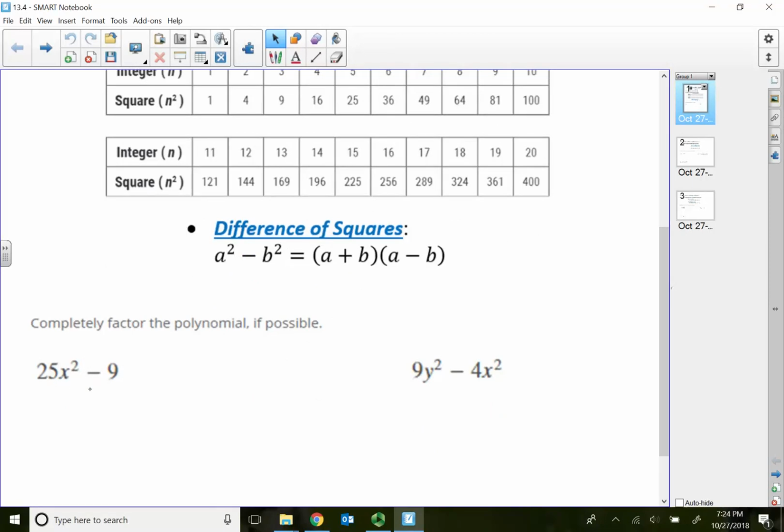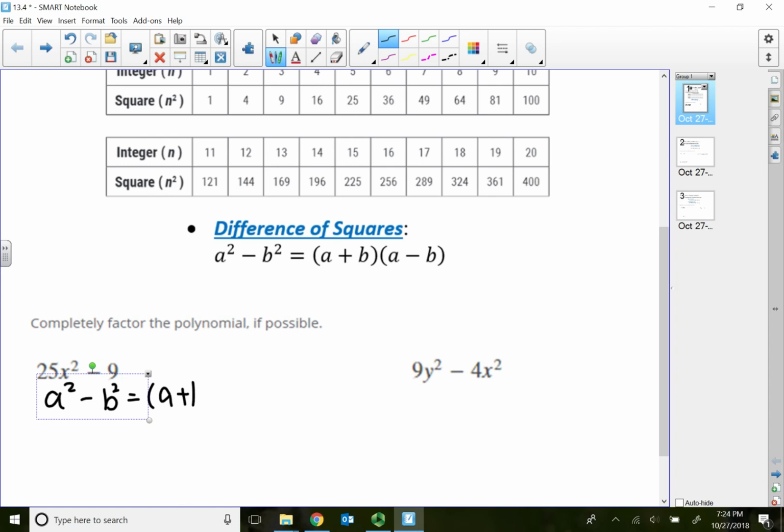So 25x squared minus 9. This is called a difference of squares. I see a subtraction between two perfect square terms. So if I just follow my formula, this is a squared minus b squared. My answer should look like a plus b times a minus b. So what was my a?